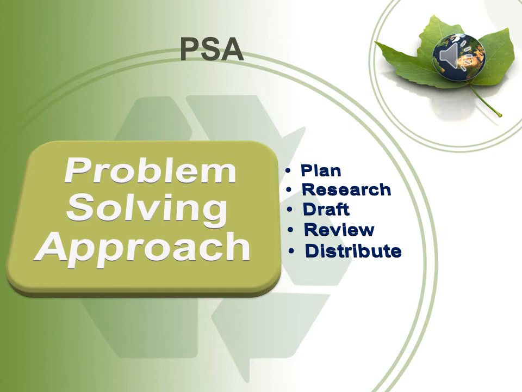In creating your policy manual, let's use the PSA as your guide. This is the problem-solving approach you will use to get your policy manual completed. This is a 5-step process that will keep you on track. Number 1, plan. Brainstorm your plan. Number 2, research. Find out the facts of your plan. Number 3, draft. Write or type out your plan. Number 4, review. Look over your draft with others and check if your message is clear. Number 5, distribute. Click send in an email or print out for distribution. That's it.